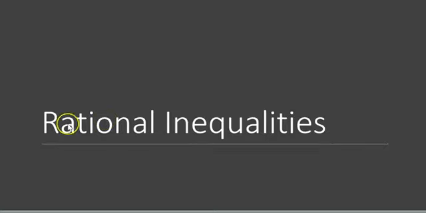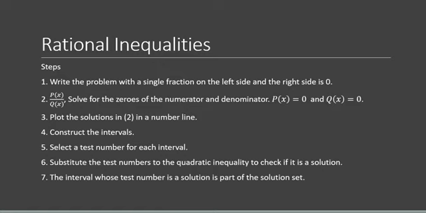This lesson is about rational inequalities. So here are the steps in solving rational inequalities. First, you have to write the problem with a single fraction on the left side and 0 on the right side. So you want to write this in that form, p(x) over q(x).